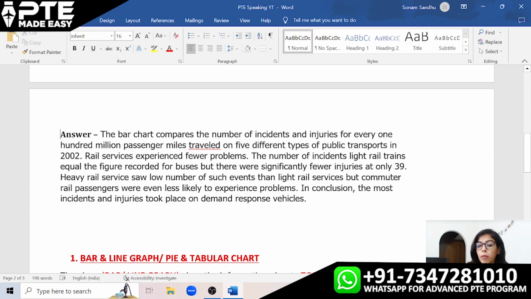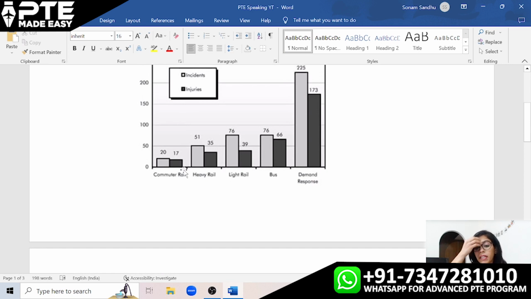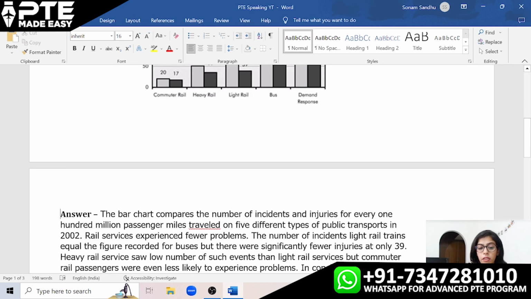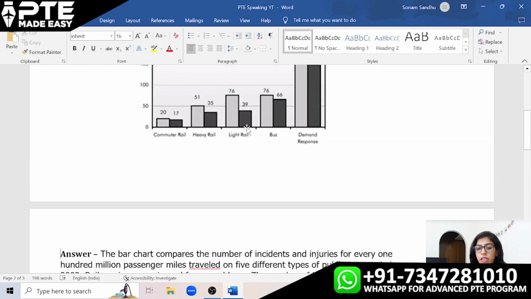The bar chart compares the number of incidents and injuries for every 100 million passenger miles traveled on 5 different types of public transport in 2002. Rail services experienced fewer problems. If we look at rail services, they experienced the least problems. Then, the number of incidents on light rail trains equals the figure recorded for buses. There were significantly fewer injuries, at only 39. So we have also gotten to know that there were significantly fewer injuries, 39.